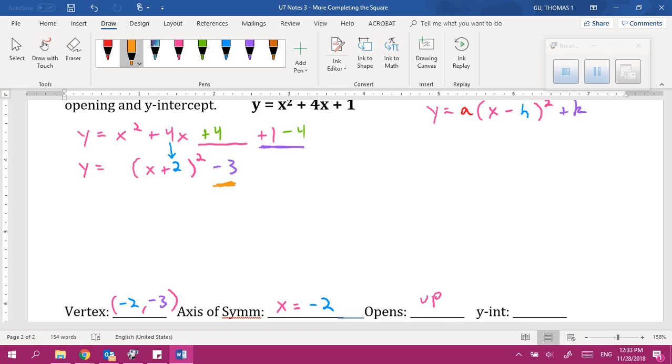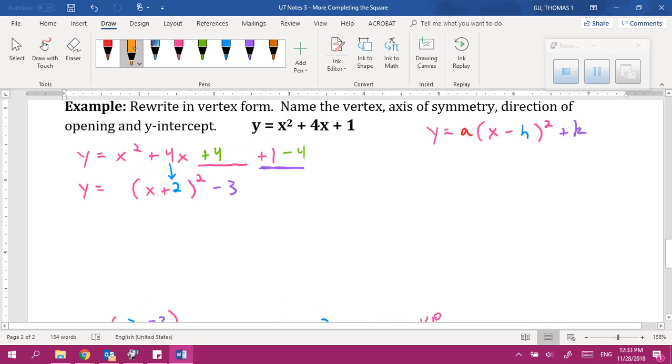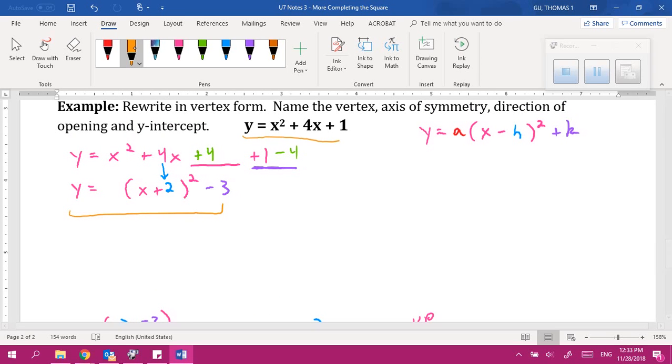So remember, to find the y-intercept, this right here is the exact same thing as your original equation. Look at your original equation up here: y equals x squared plus 4x plus 1. What's the y-intercept if you look at this equation? 1, right? So how can you tell me it's negative 3 when you look at this? Doesn't make sense, right? You can't have two different y-intercepts if it's the exact same graph.